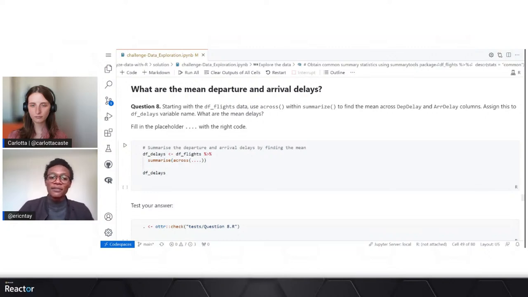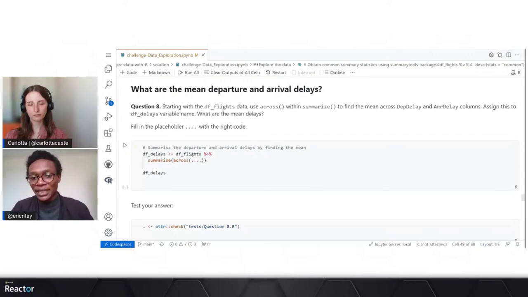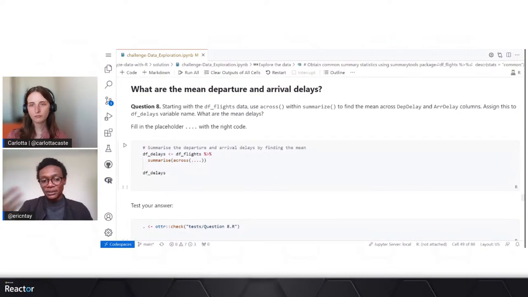One of the calculations you want to do is to find the mean. And we have a function called across. Across is a verb that really makes your work easier when you want to apply functions to a lot of columns. For instance, this question wants us to use across within summarize to find the mean across the departure delay and arrival delay columns. In the real world, you might want the mean across 10 columns of data. So instead of doing each column manually, that's what across allows you to do: apply a function to a wide range of columns in your data set.